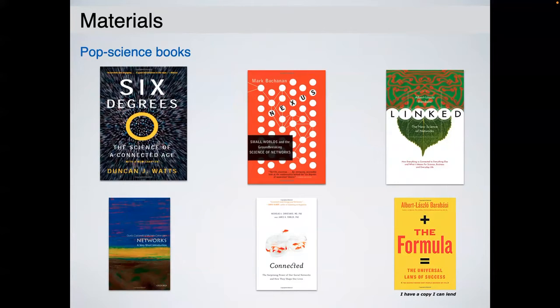If you're interested in a more general way, here are also some popular science books. I think they are interesting to read. I haven't read all of them, but at least this one and this one. This one I have at my house, so if you want it, you can ask. I can give it to you.